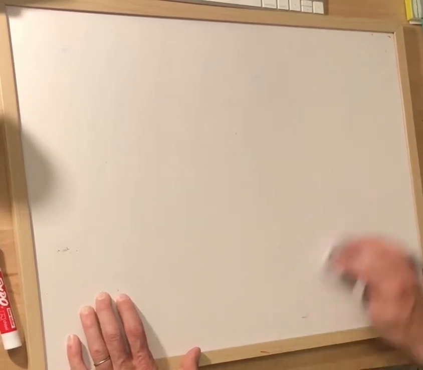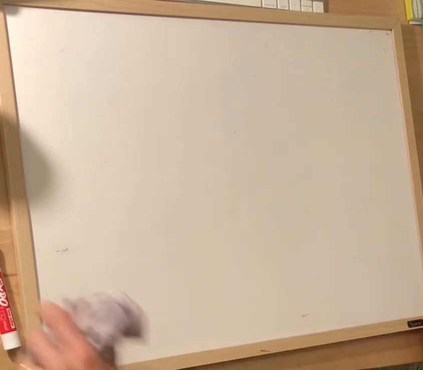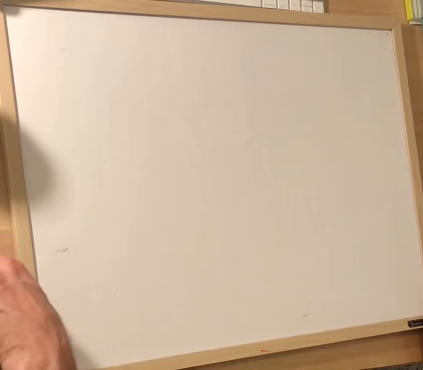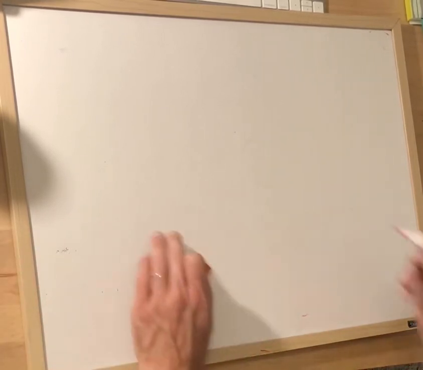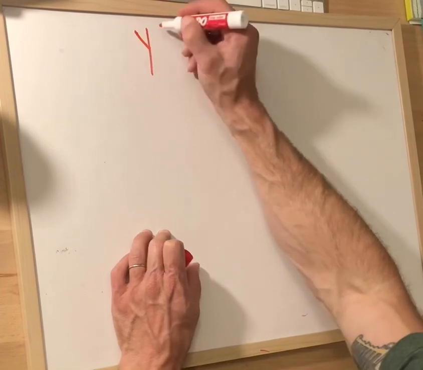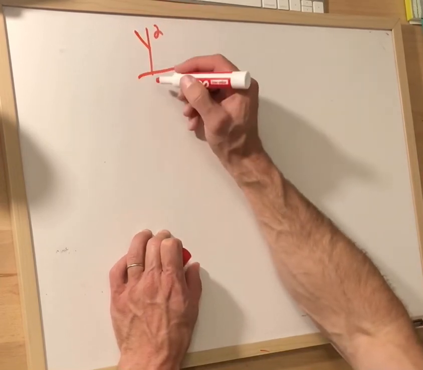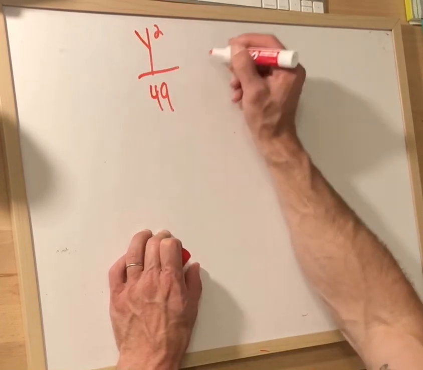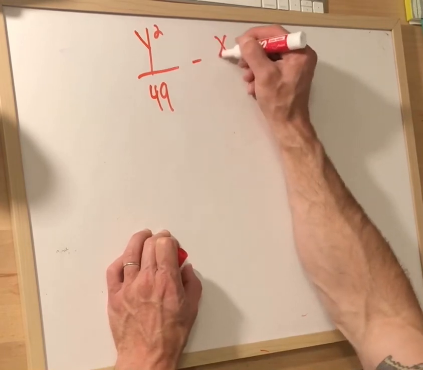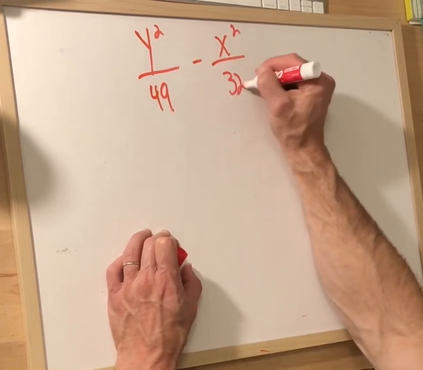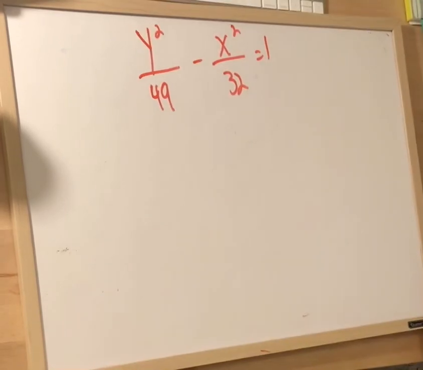The only difference for the y lines is everything's on the y-axis. And your asymptote line, instead of plus and minus b over a, it's plus and minus a over b. So I'm going to start off with, it's going to say graph y squared over 49 minus x squared over 32 equals 1. Okay, here's my graph.